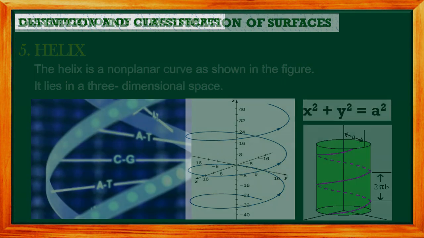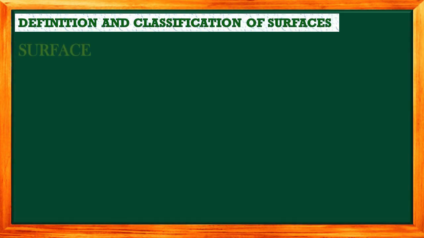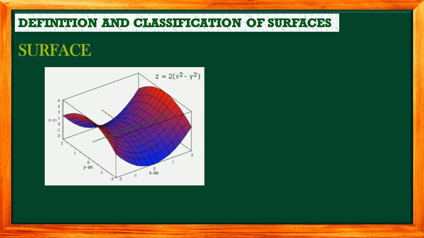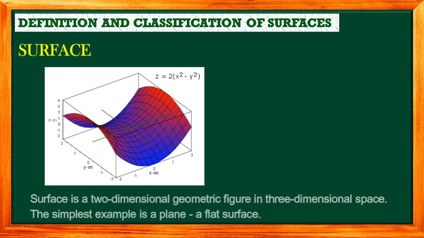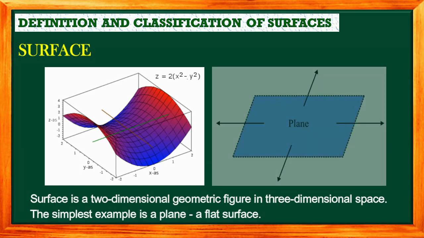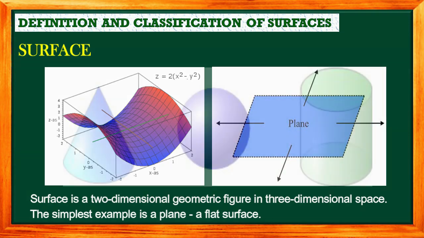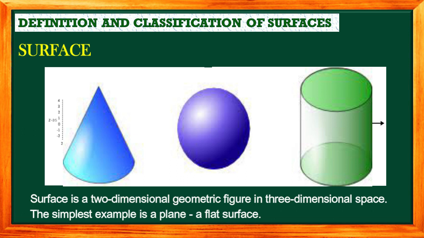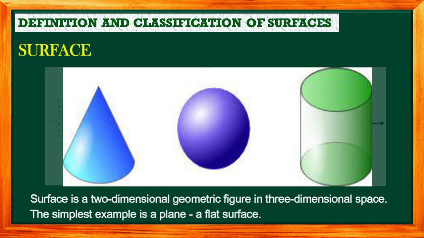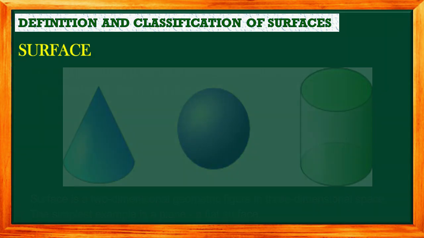Now, let's proceed to the definition and types of surface. What is a surface? A surface is a two-dimensional geometric figure in three-dimensional space. The simplest example is a plane, a flat surface. Some other common surfaces are spheres, cylinders, and cones, the names of which are also used to describe the three-dimensional geometric figures that are enclosed by those surfaces.